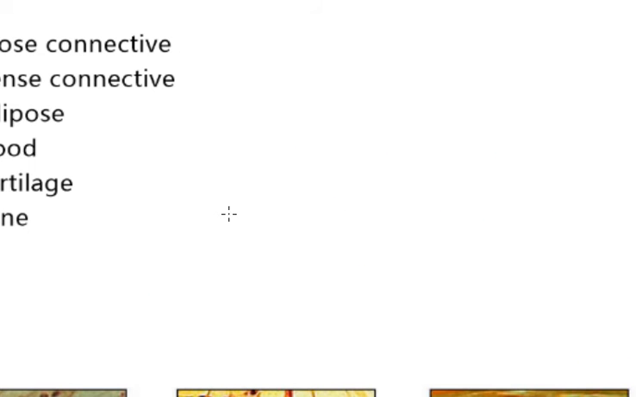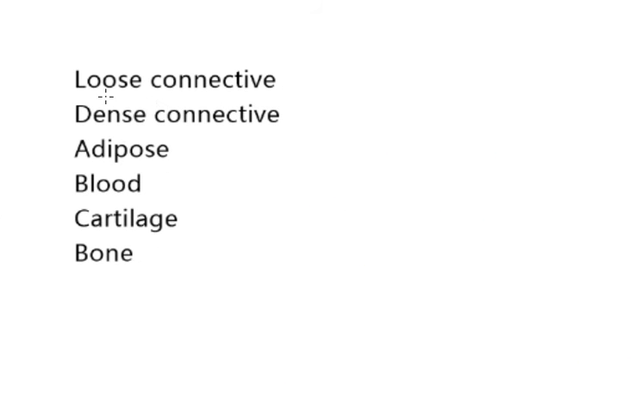So these types are based on how they're arranged. You have loose connective tissue, where the tissue is loose with a lot of ground substance, and dense connective tissue, which is tightly packed with its ground substance, cells, and the fibers, right? So adipose tissue is fat tissue.